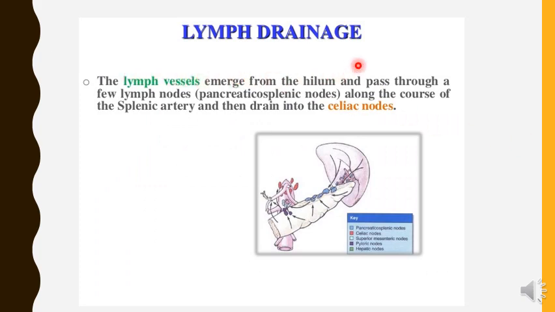Then coming to the lymphatic drainage, the lymph vessels emerge from the hilum and pass through here. This is the hilum. Through the hilum, the efferent lymphatics will come out, and they drain into the pancreatico-splenic nodes. Along the course of the splenic artery itself, you will see some pancreatico-splenic nodes, and then these nodes finally drain into the celiac nodes. So just remember these two nodes, pancreatico-splenic nodes and celiac nodes. The lymph from the spleen is drained into these nodes.